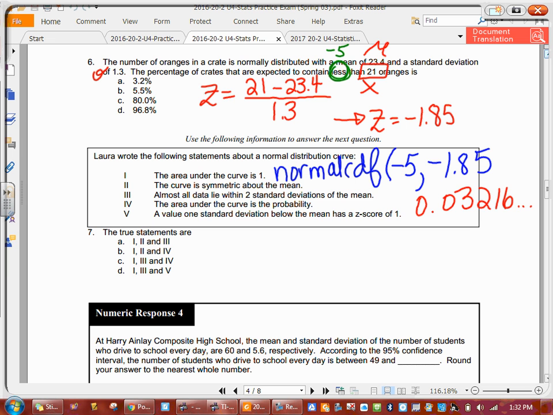Okay? What if you have the upper and lower? If you have upper and lower: lower, upper. Lower is always the bigger negative number.